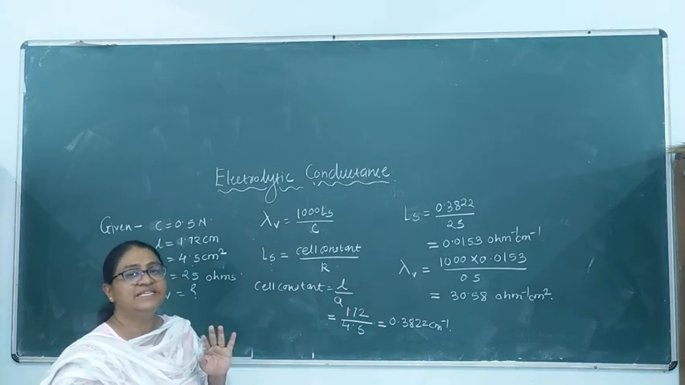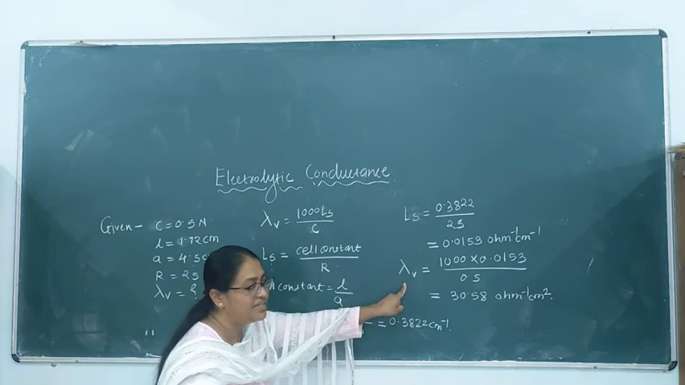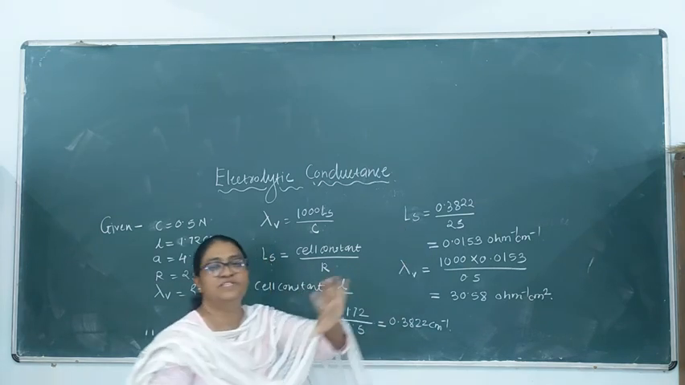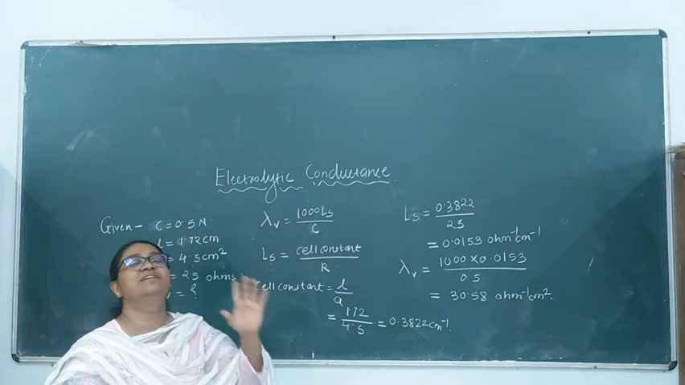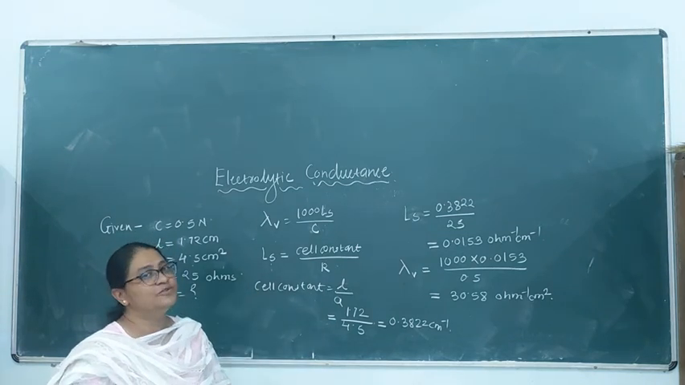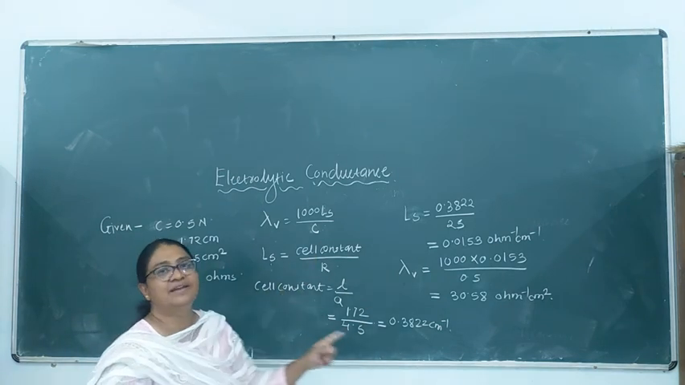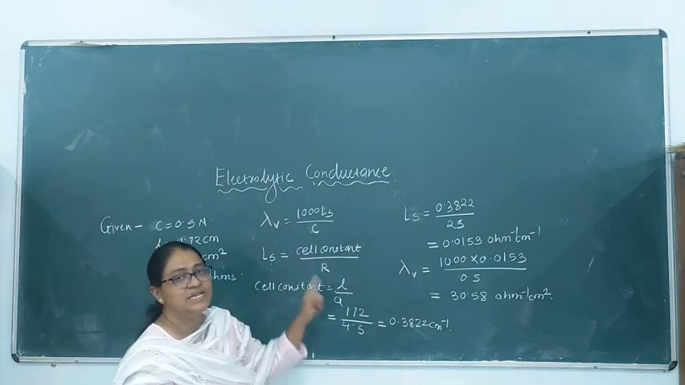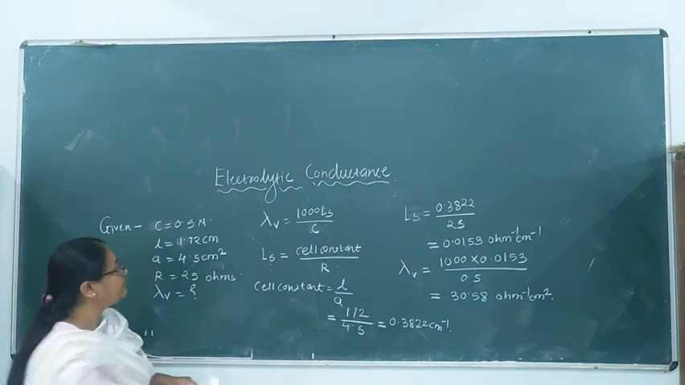From the conductivity cell, you cannot directly calculate lambda V or specific conductance or specific resistance. We can calculate only the observed resistance. So from the values of observed resistance and cell constant, we can calculate the other conductances, that is specific conductance or the equivalent conductance. One more problem we will see.